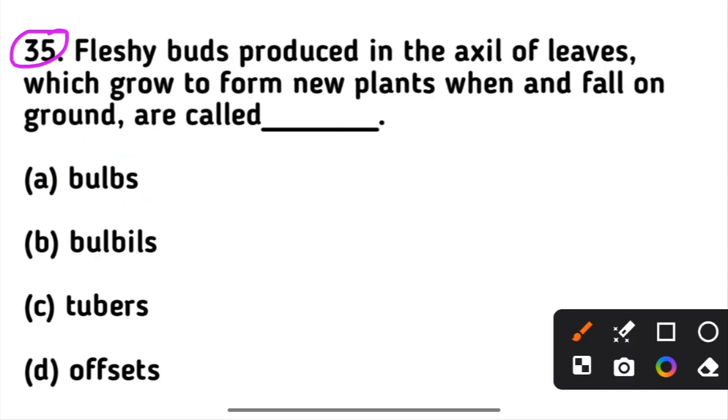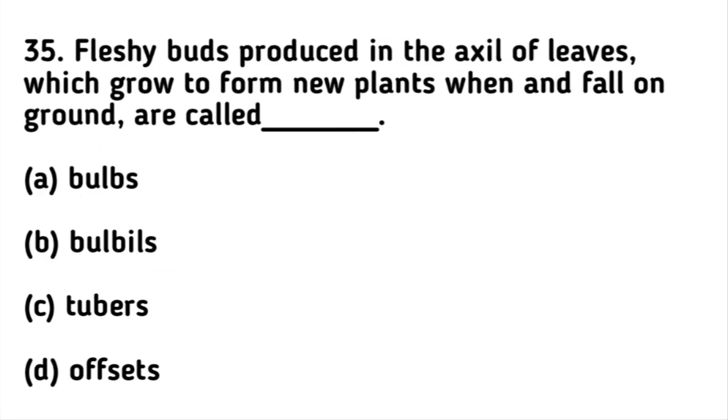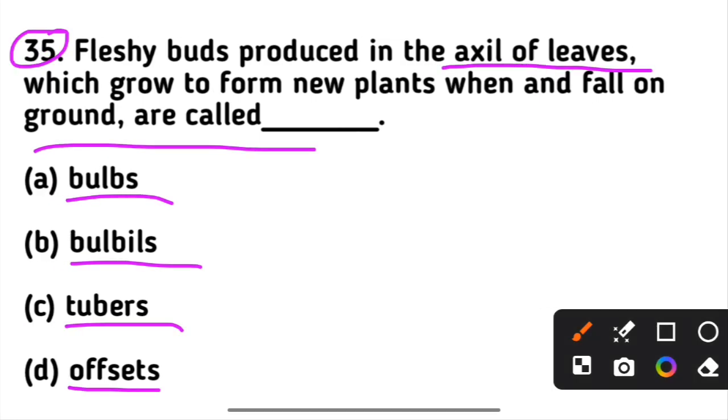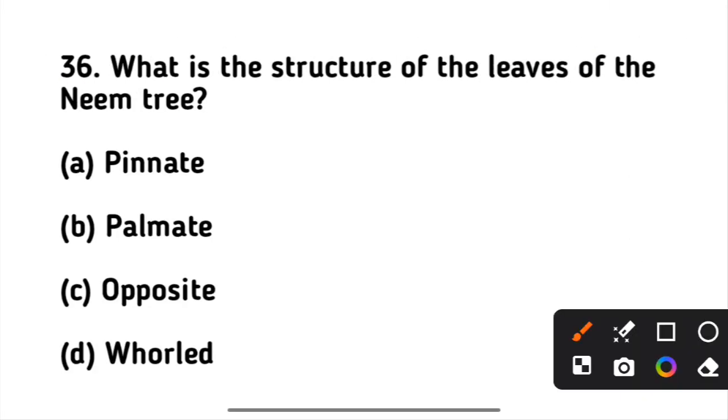Question 35. Fleshy buds produced in the axil of leaves, which grow to form new plants when they fall on the ground, are called: bulbils, bulbs, tubers, offsets. Option B is correct, bulbs. Fleshy buds produced in the axil of leaves, which grow to form new plants when they fall on the ground, are called bulbs.